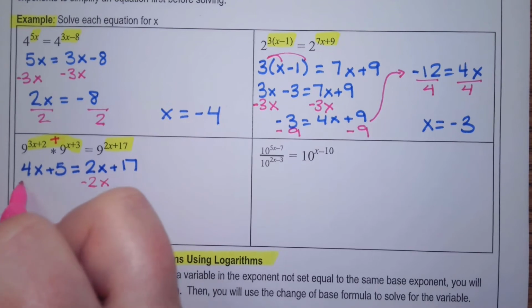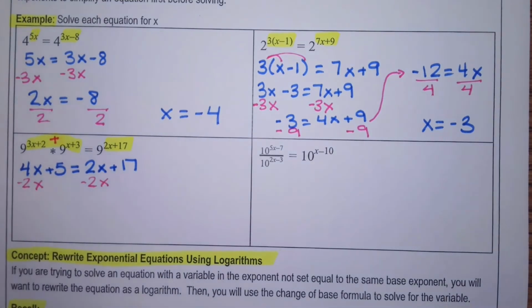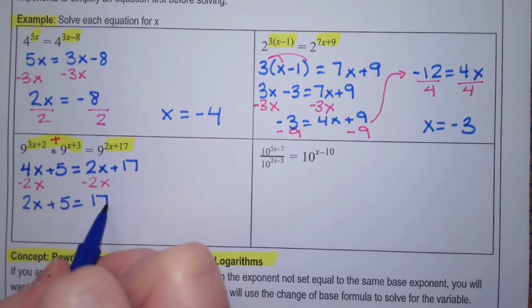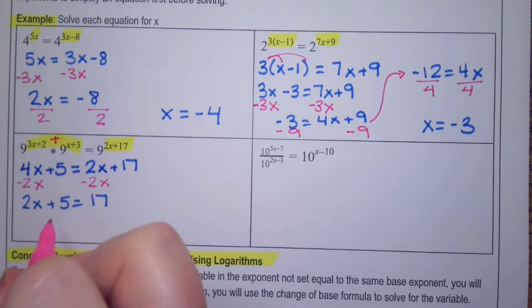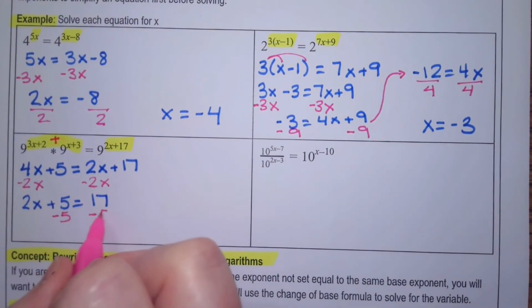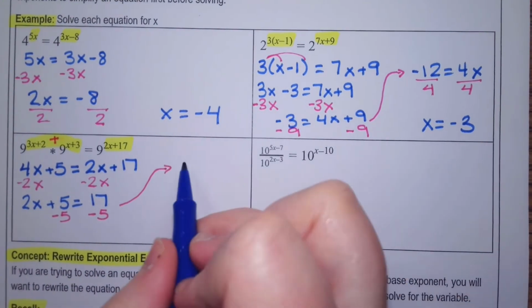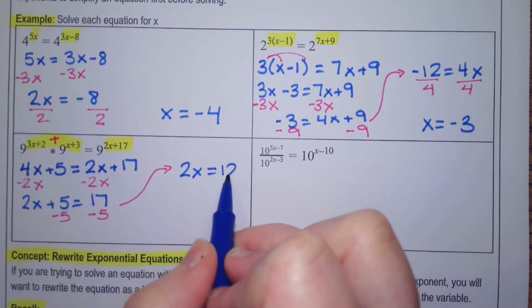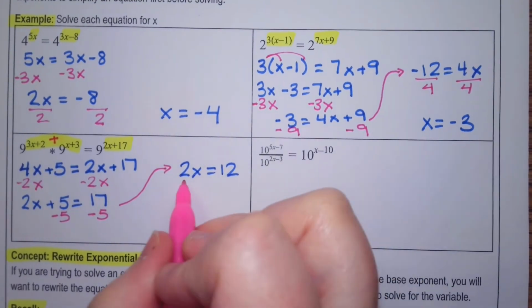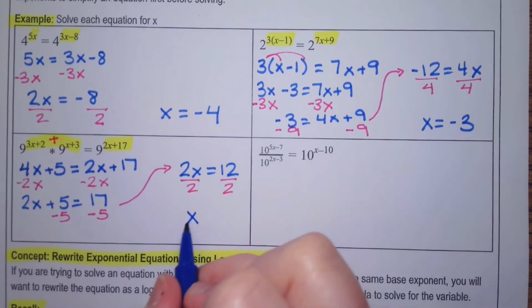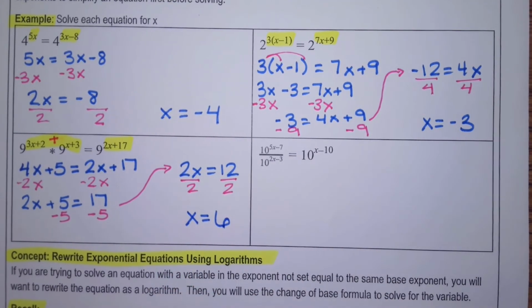Subtract 2x. 2x plus 5 is equal to 17. Subtract 5. 2x is equal to 12. Divide by 2. X is equal to 6.